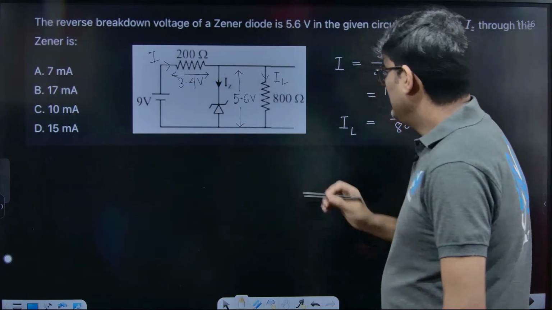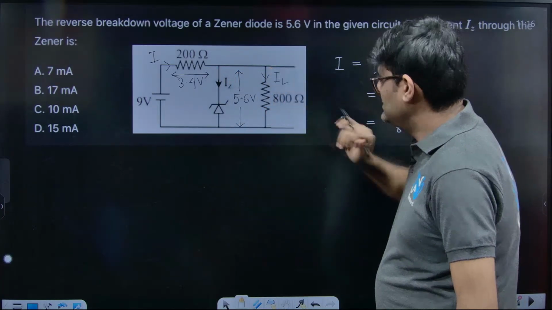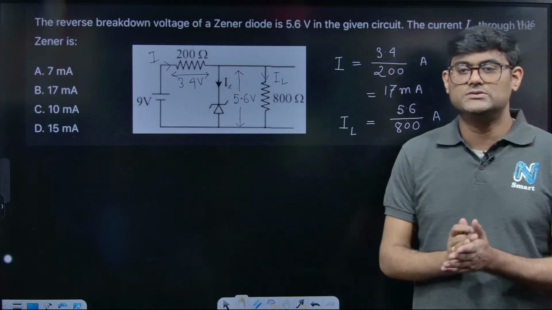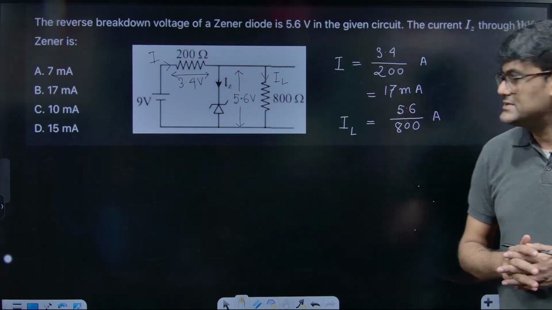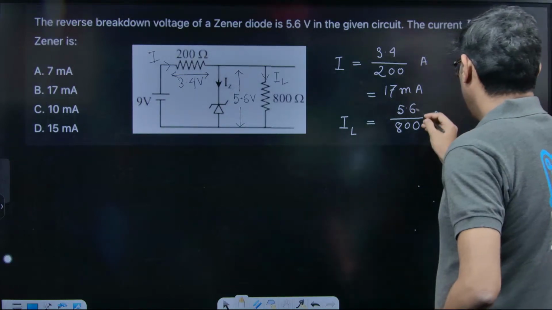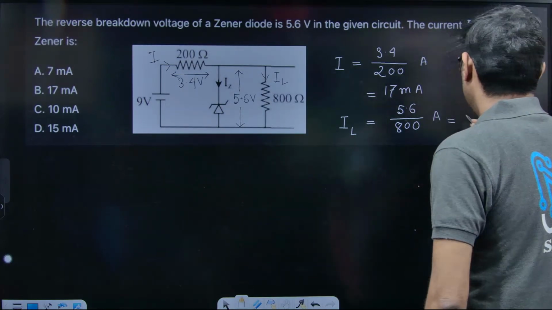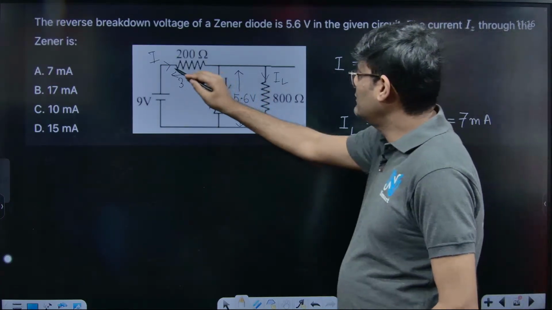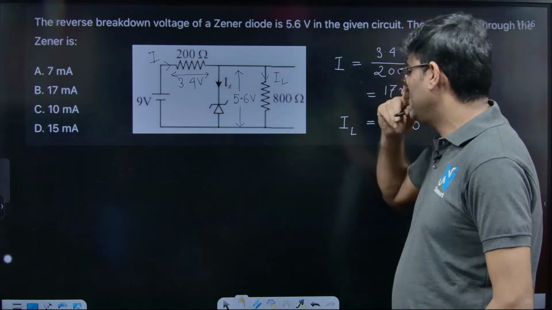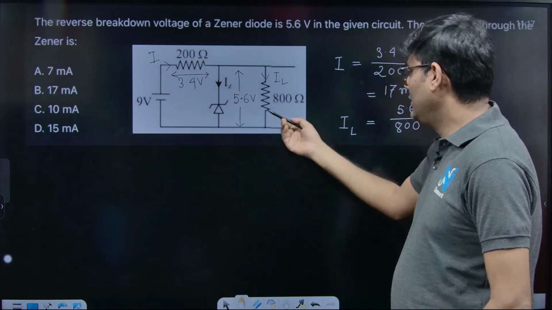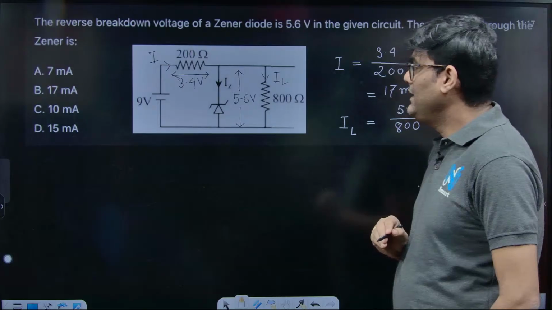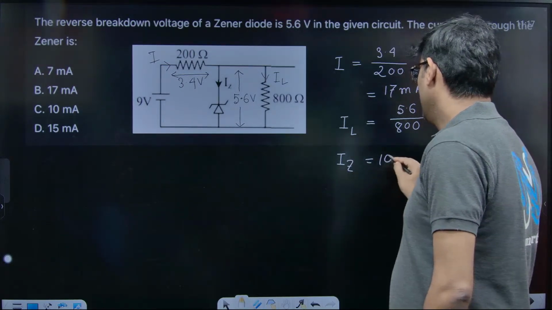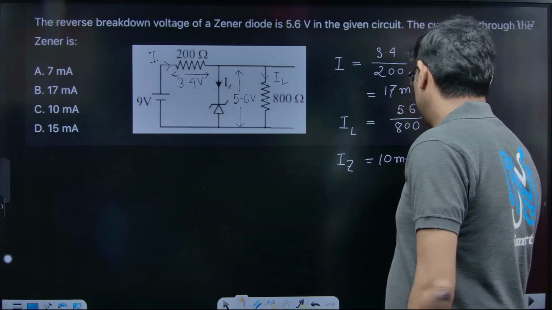Now you can see this Zener diode always maintains a constant voltage drop across this load. So what is the voltage drop across the load? The voltage drop across the load is again 5.6 volt only. If I calculate that, it is 7 milliampere. Now you can understand that out of 17 milliampere, if 7 milliampere current is drawn by the load, then the rest 10 milliampere current will be drawn by the Zener diode. So your answer for this question is option C.